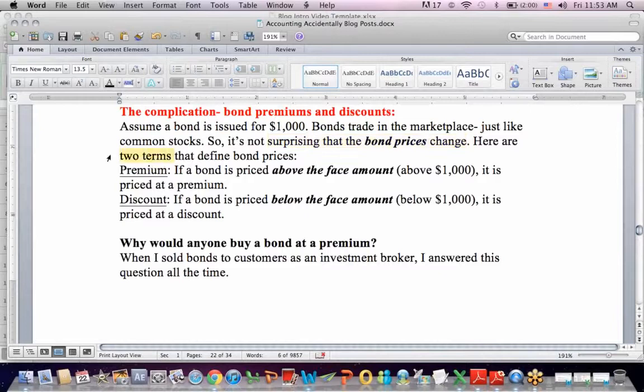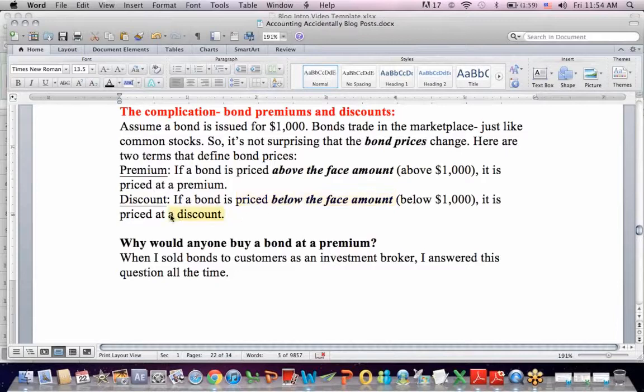So two terms about bond prices. A premium bond is a bond that is priced above the face amount, above $1,000. So if a bond is selling at $1,010, which is possible, it's selling at a premium. Flip side, discount. If a bond is priced below face amount, it's priced at a discount.